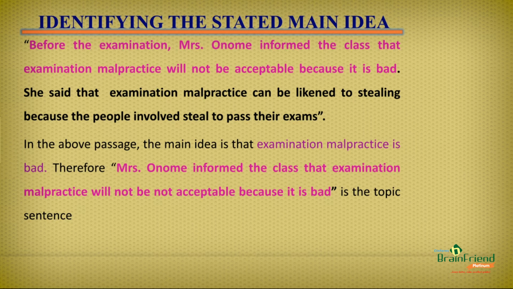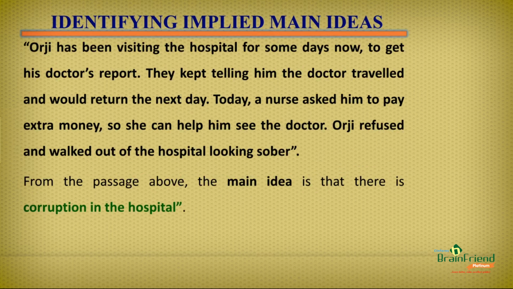Before the examination, Mrs. Onome informed the class that examination malpractice will not be acceptable because it is bad. She said that examination malpractice can be likened to stealing because the people involved steal to pass their exams. Now, in the above passage, the main idea is that examination malpractice is bad. Therefore, "Mrs. Onome informed the class that examination malpractice will not be acceptable because it is bad" is the topic sentence.